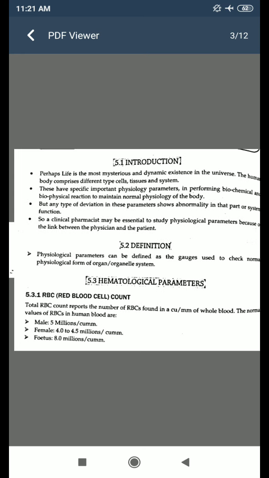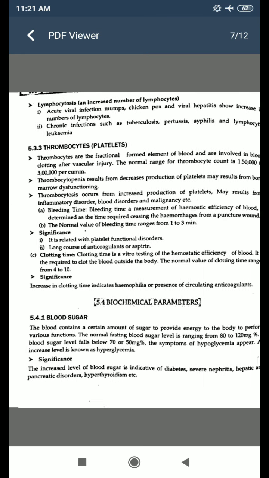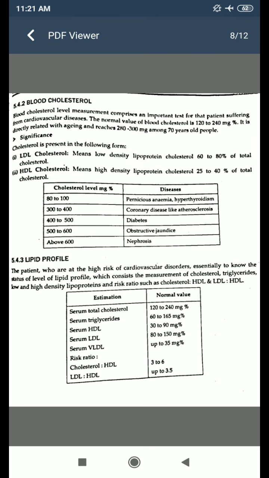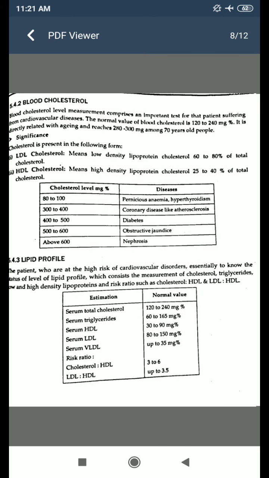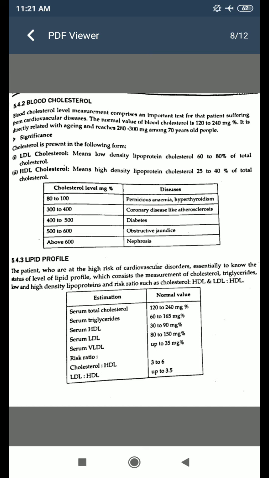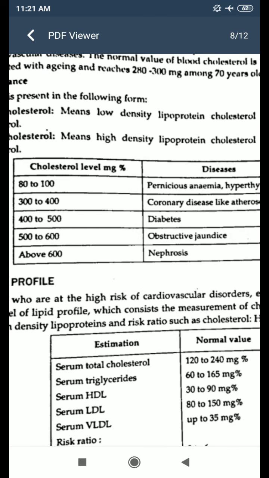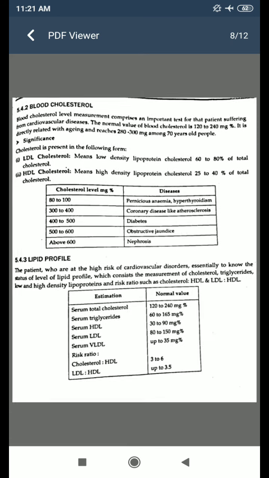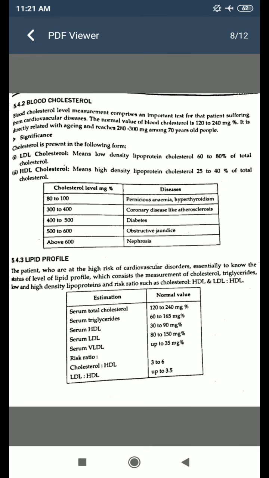Then in cholesterol, there is one chart: cholesterol level in mg% and the diseases. These are the cholesterol levels in mg% and these diseases. Okay. And next is lipid profile. In lipid profile, the estimation and normal value.